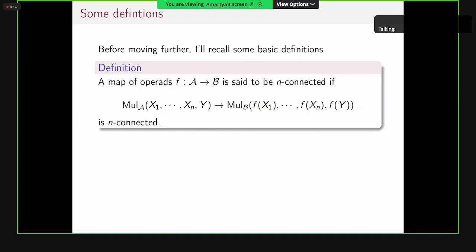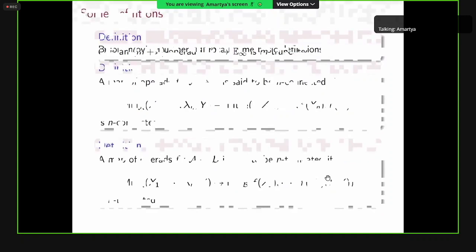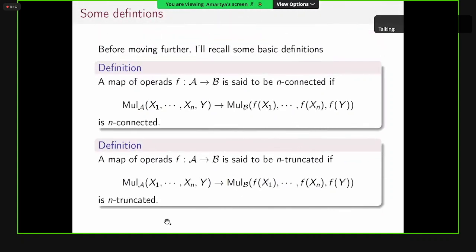Before moving further, let me set the stage by recalling a few definitions. Here's what I mean by a map of operads to be n-connected. And similarly, when do we say a map of operads is n-truncated? I don't know, I think I'll have to get rid of this. Okay, so similarly, we have it for a map being n-truncated.